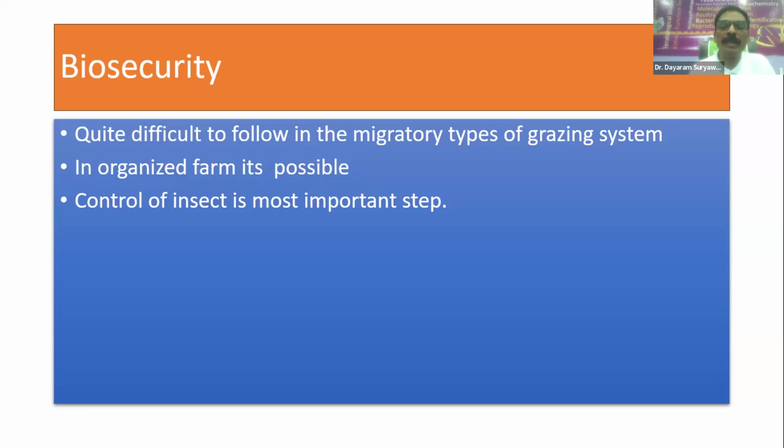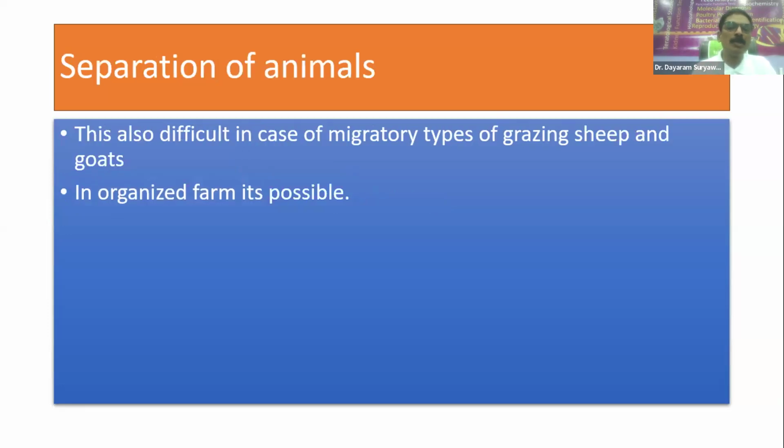Whatever the water logging conditions are there, we can put some sand or anything and fill up those ponds and small pits, and make them free from water logging conditions. Then we are not giving a good environment for the culicoides. So the basic thing is that we should control the insects by destroying their breeding places. Separation of animals is also difficult in the case of migratory animals, but it can be done in the organized farm.